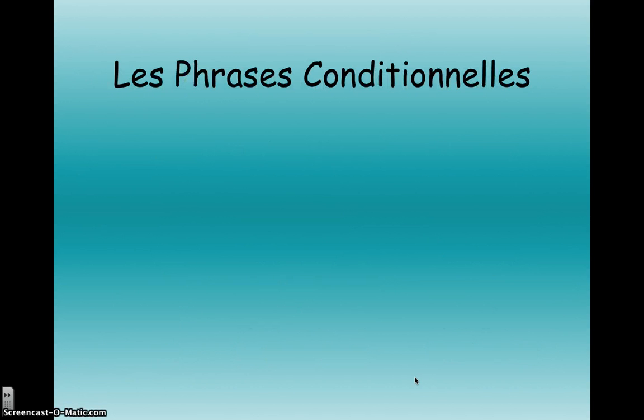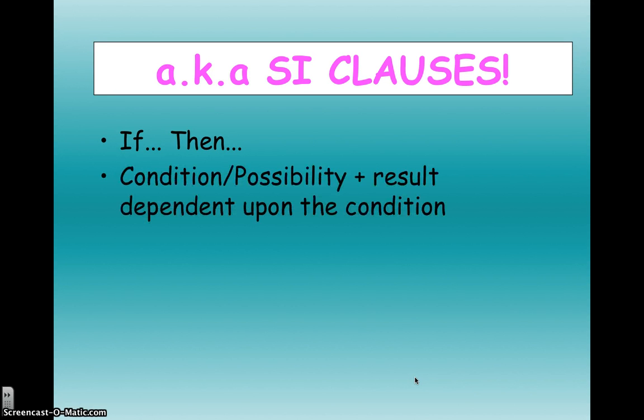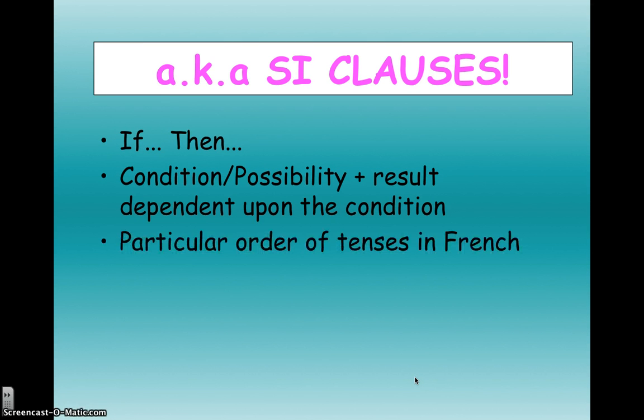All right. The next step, talking about the conditionnel, is talking about our phrase conditionnelle. We call them C clauses because they are if-then statements. We saw them in the future, and they happen with the conditional as well. There's a condition or possibility, and the result will be dependent upon that condition. And in French, there's a very particular order of the tenses that you must follow.